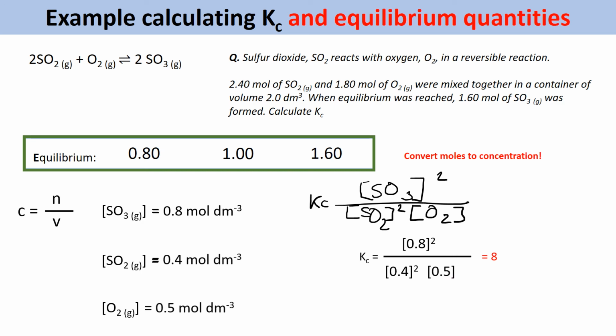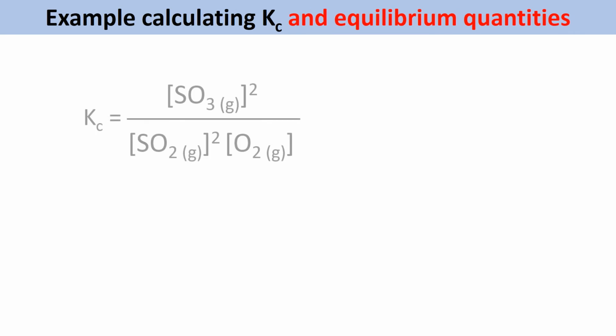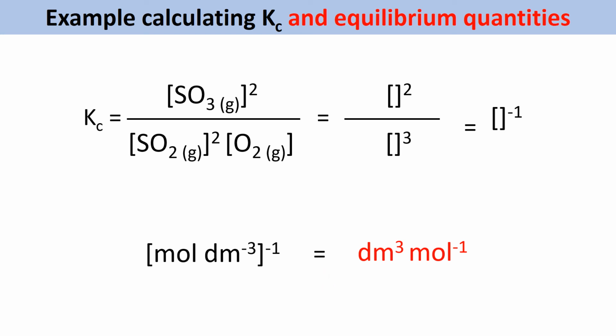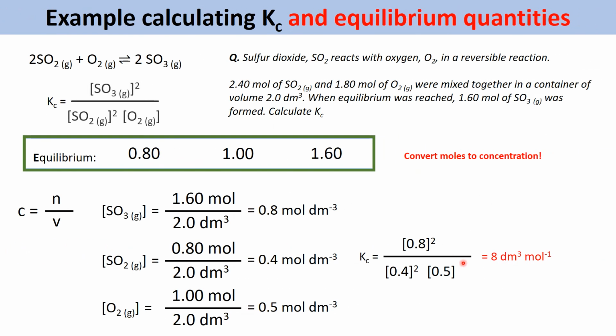Okay, great. 8. Fantastic. But what are the units? Well, let's go back again. Look at the units. So we had a 2 over a 3, essentially. 2 minus 3 is equal to minus 1. That's moles per decimeter cubed raised to the power of minus 1, which gives you decimeters cubed moles to the minus 1. So we can see here that now finally we've used an ICE table to calculate both the number of moles of reactants and products at equilibrium. We've then converted those to concentrations. We've then applied the Kc expression with those values, and we've worked out the value of Kc and Kc's units.